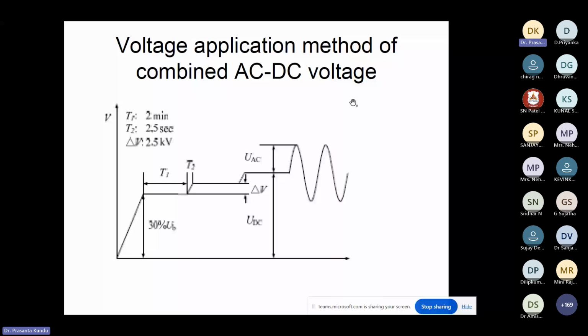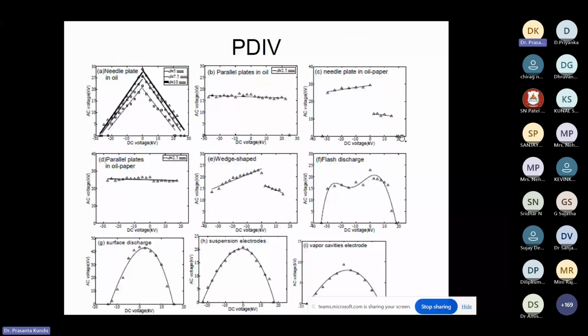Now here, PDIV, that is partial discharge inception voltage, and partial discharge extinction voltage. These are also two important features for understanding the partial discharge, other than the phi-Q-N. It is the minimum voltage at which partial discharge will just start. Inception means it will just start at that voltage.